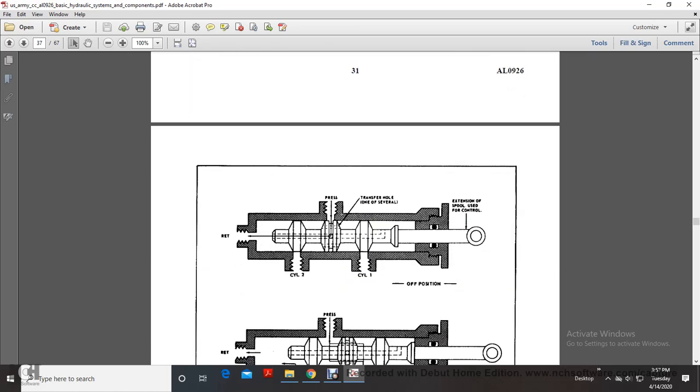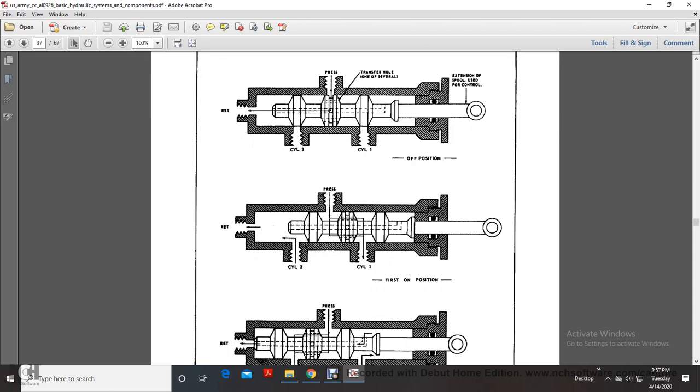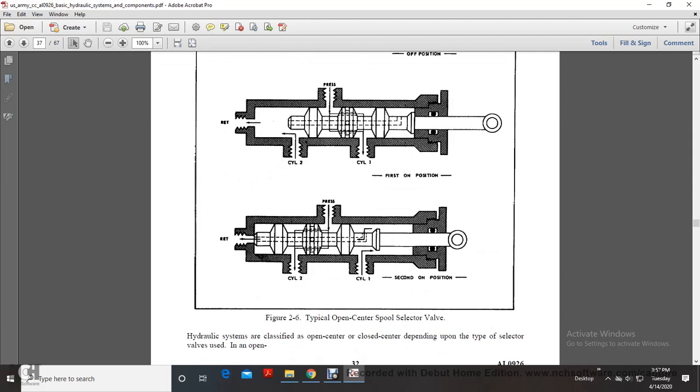All right, this shows your off position, cylinder 1 and cylinder 2, transfer hole, the extension spool for control. And then it shows your first on position, typical open center spool selector.